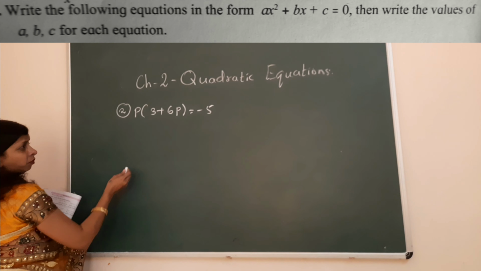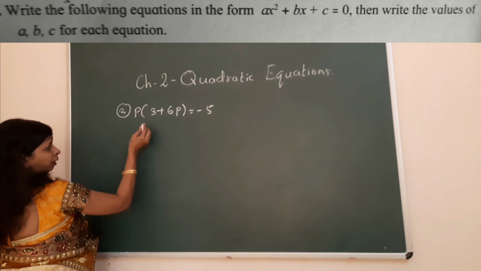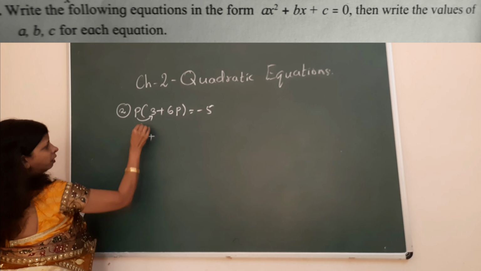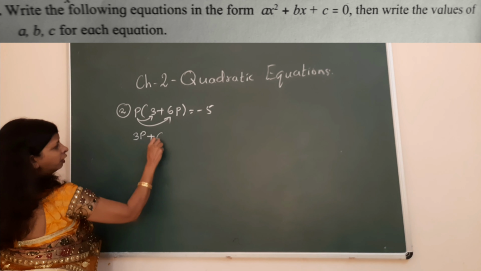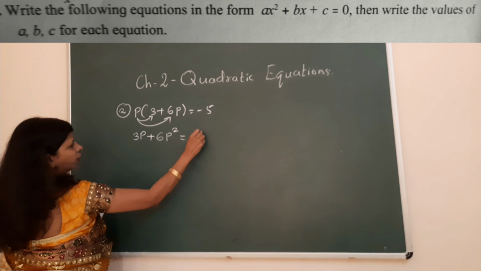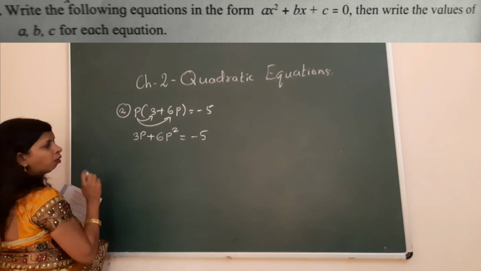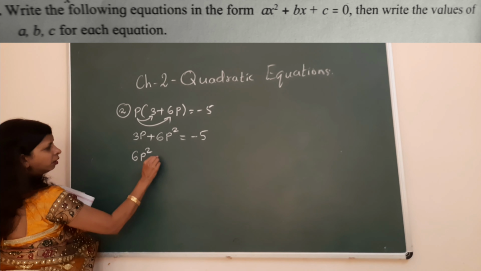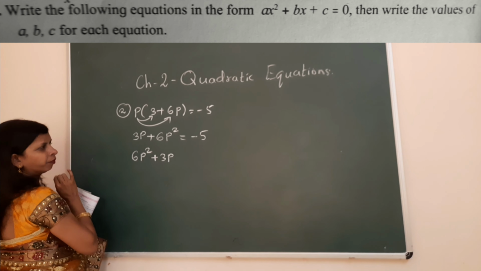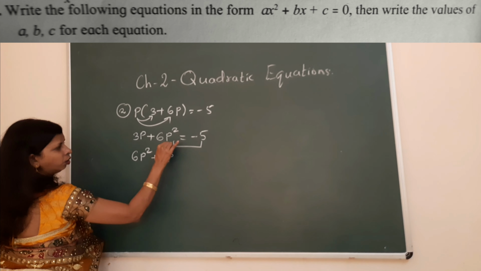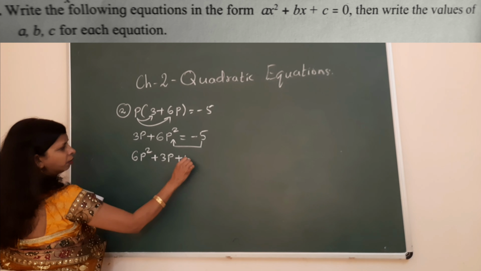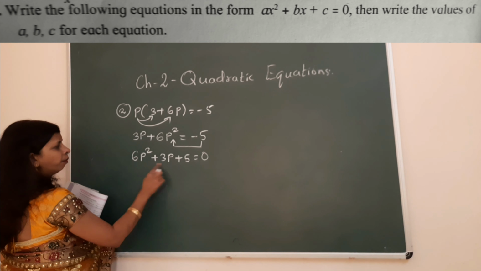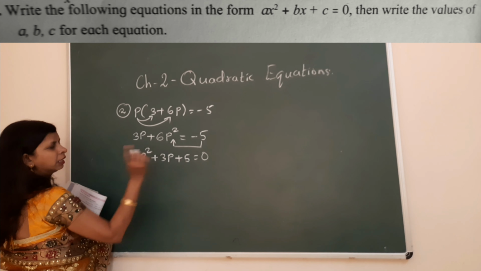Now in this sum, we need to open the bracket first. P multiplied by 3 will give you 3p, plus p multiplied by 6p will give you 6p square, which is equal to minus 5. So now rearrange this. First you write 6p square, then you write plus 3p, then bring this constant towards the left side. Minus 5 will become plus 5, which is equal to 0. Now this is the general form ax square plus bx plus c equal to 0.